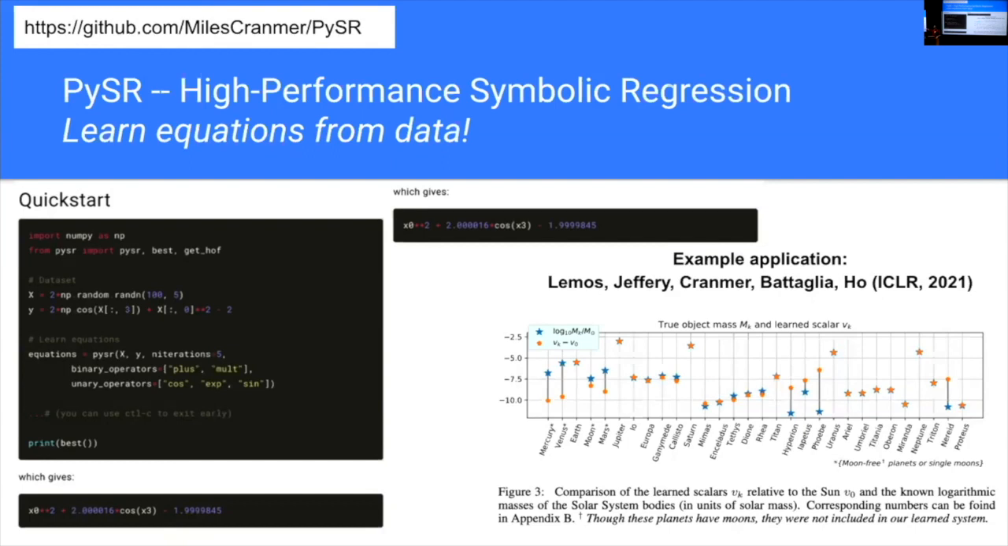And the complexity is really simple. It's just the number of tokens in the equation. Every operator is a token, every variable is a token. So it just counts the number of things in the equation, basically.